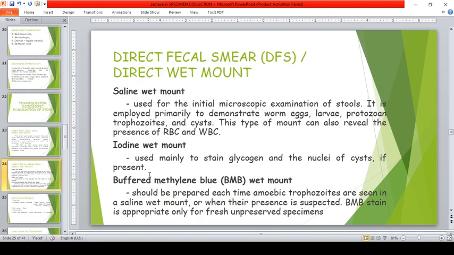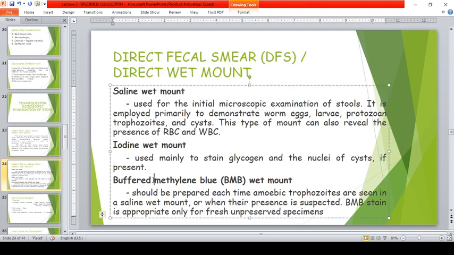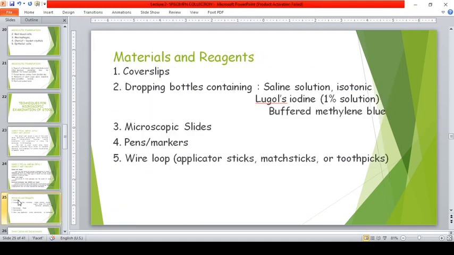Kasi nga, baka mamatay. Okay? So, hindi ka pwedeng gumamit ng BMB for preserved specimen because preservation may kill the trophozoite. Okay, so materials and reagents.